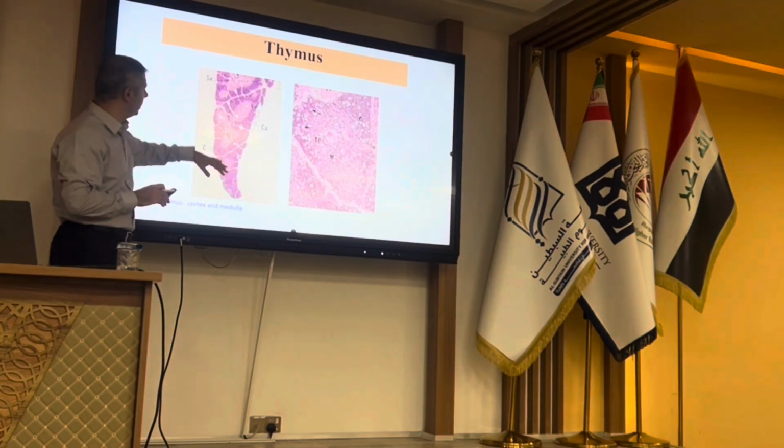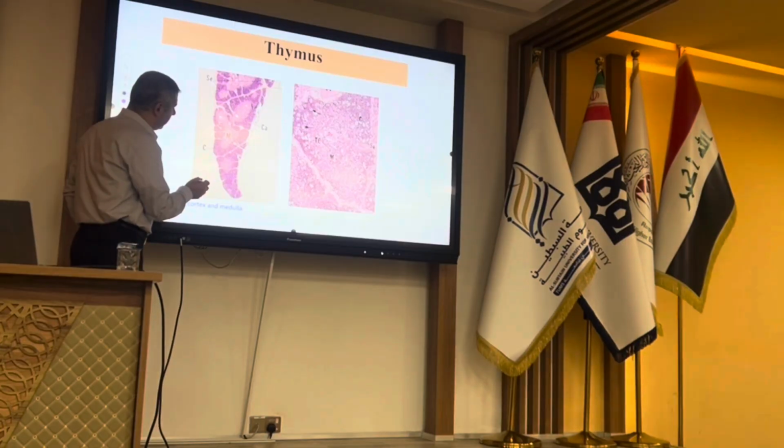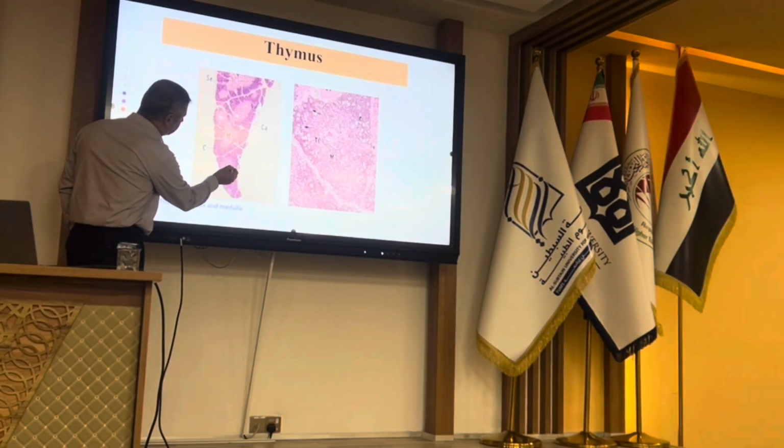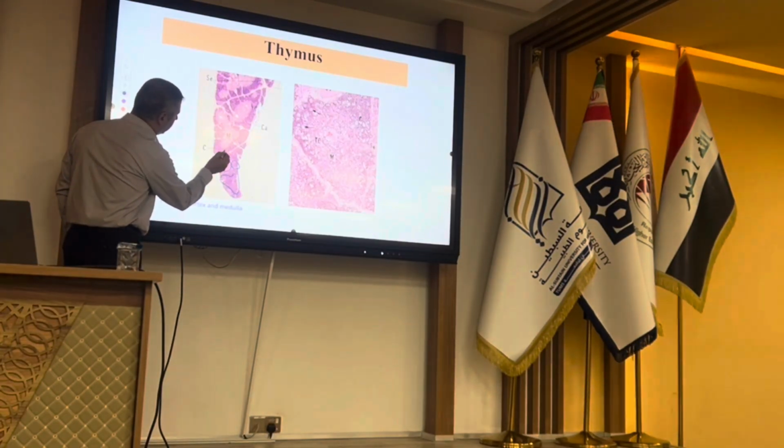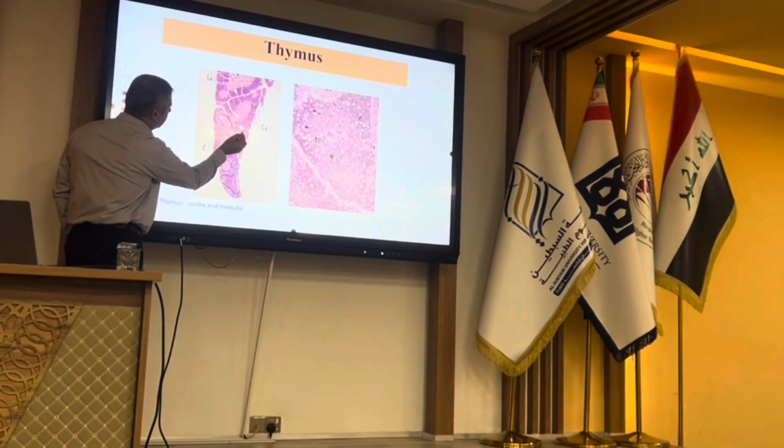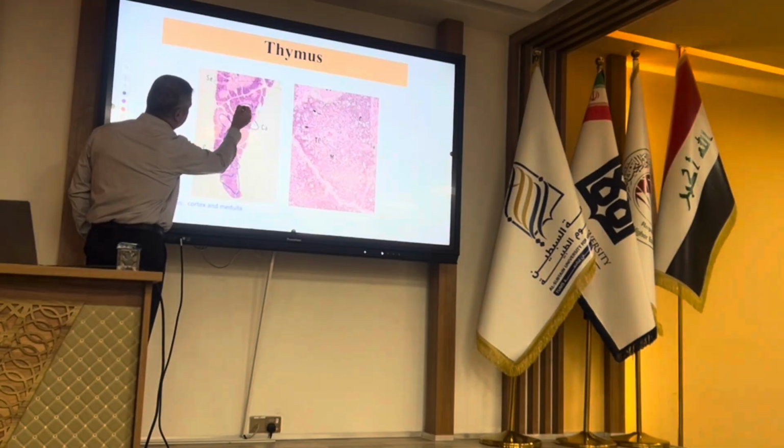This is a real image. You can see the dense population of cells; those parts are the cortex. Those parts are the medulla. They are the cortex. Here is the medulla.